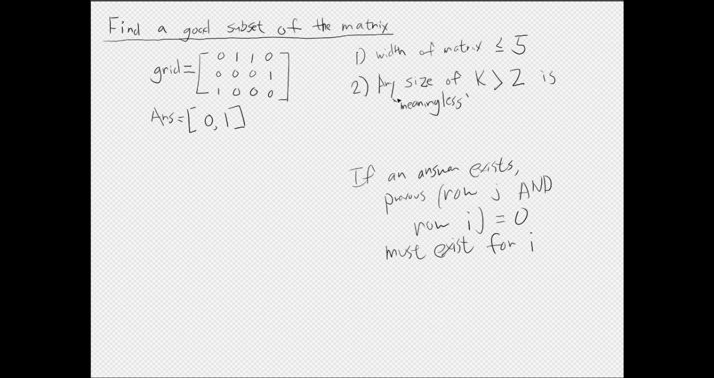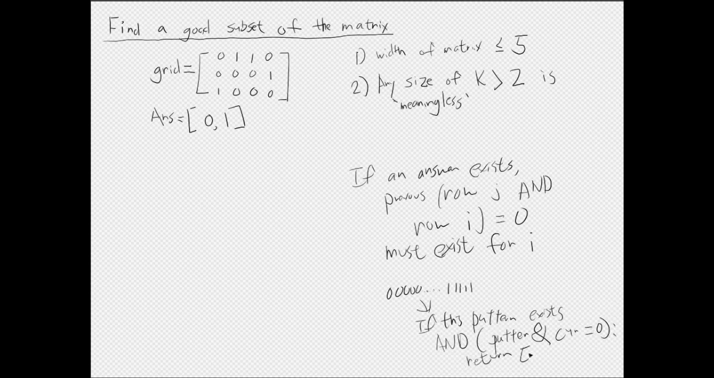But now it's time for us to use the first observation, which is that the number of patterns is only 2 to the power of 5. So basically, we will just loop through every pattern from 0, 0, 0, 0, 0 to 1, 1, 1, 1, 1. If this pattern exists or appeared before, and this pattern AND current is equal to 0, it means this is a potential answer. Then we just return the previous index first and then the current index.